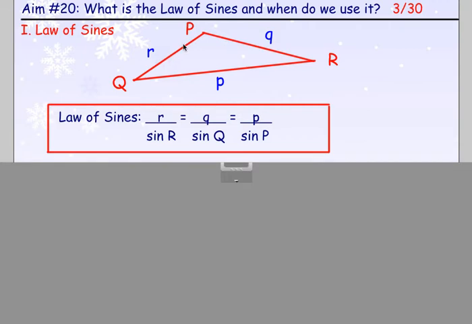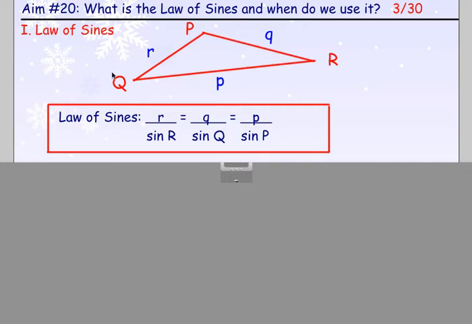You notice that I have angle P, angle Q, angle R. The convention is that angles are in upper case, and the sides of the angles are in lower case. And the sides are always opposite the angles. For example, I have side p, which is opposite angle P. I have side q, which is opposite angle Q. And then I have side r, which is opposite angle R.